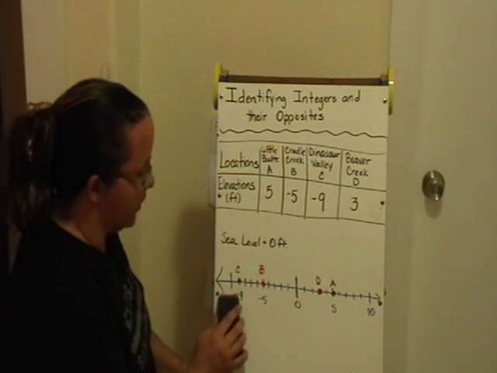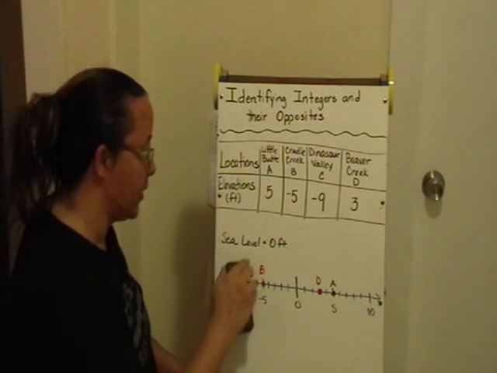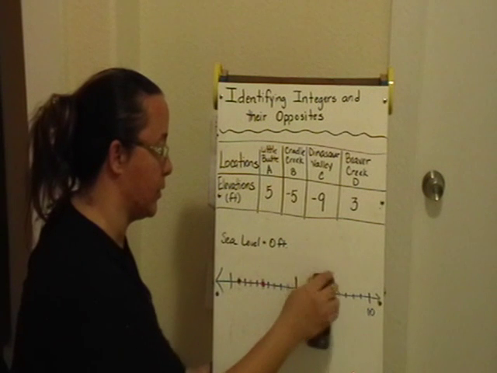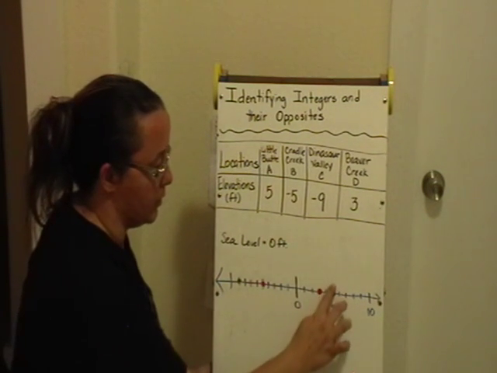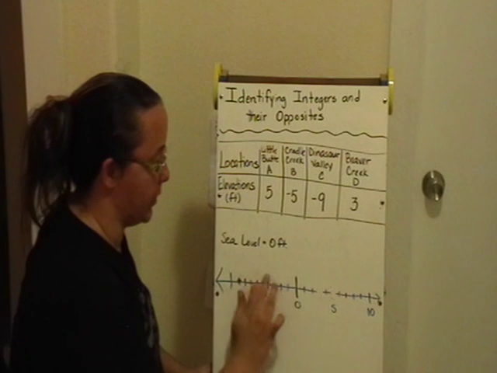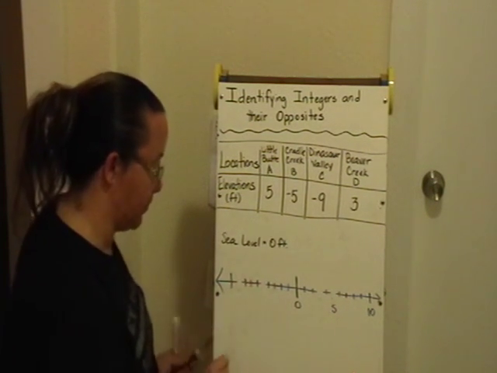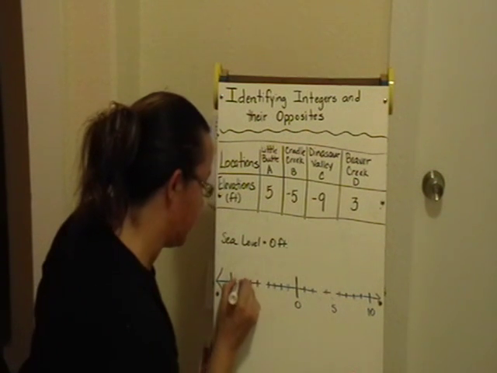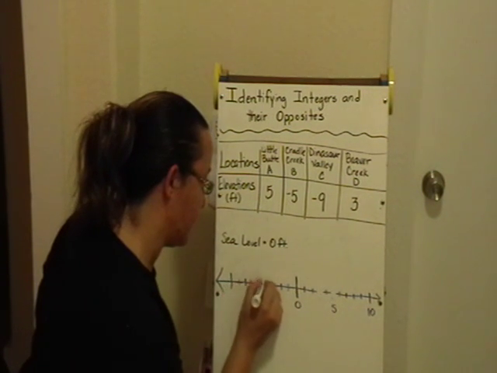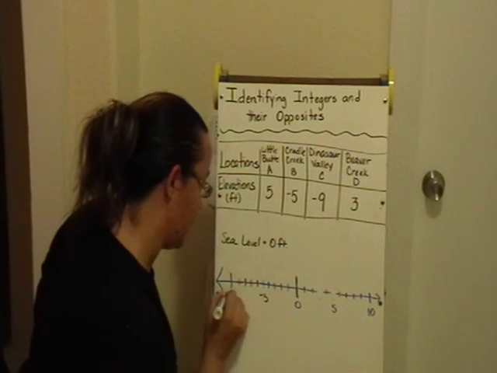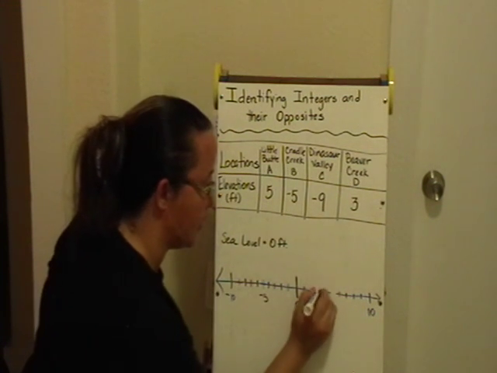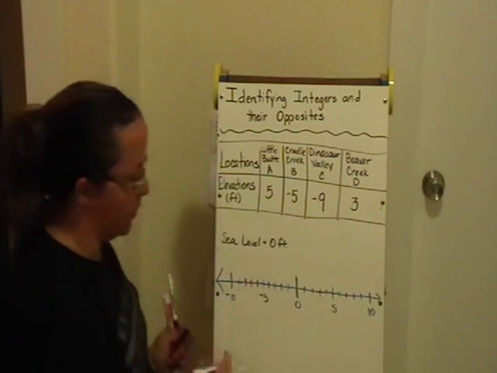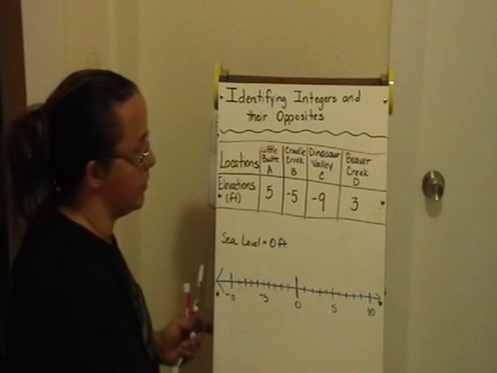So now we're going to take a look at some opposite numbers. Let me replace some of these marks on my graph. Okay, I'm going to erase this information here.